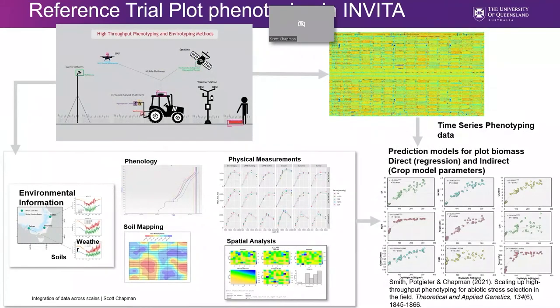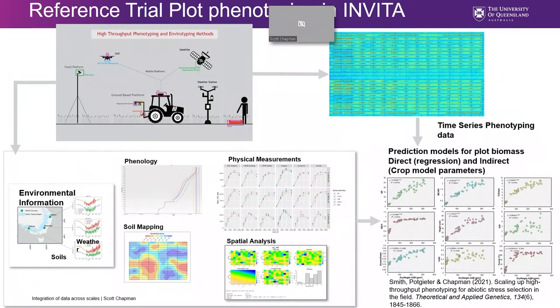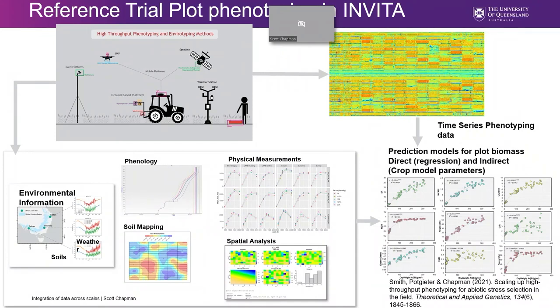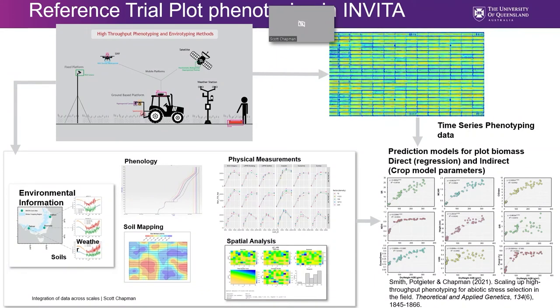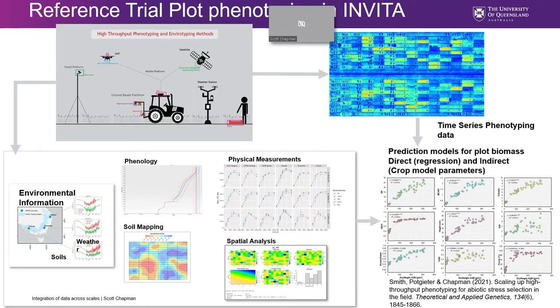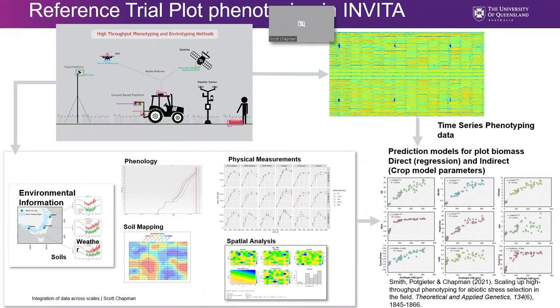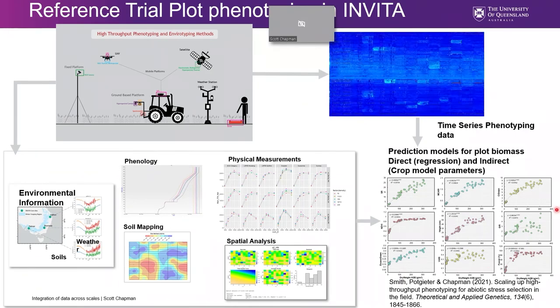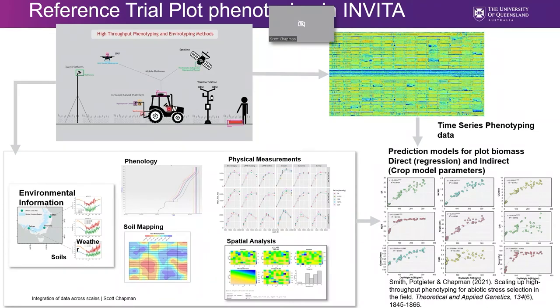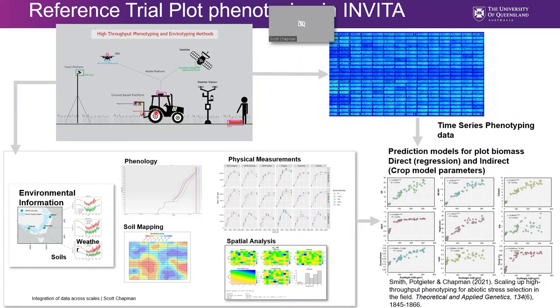And this is another little graphic that was produced by Dan Smith, a PhD student working with me. I mentioned that the second type of trial that we were doing in Invino was a reference trial. This is where we're doing highly intensive phenotyping, so we're using the Gecko tractor.